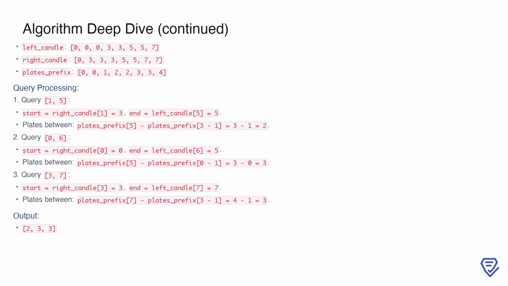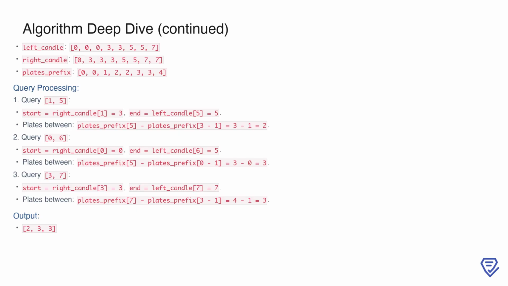To illustrate the algorithm, consider the string with plates and candles, and the queries [1,5], [0,6], [3,7]. The pre-computed arrays would be as follows: left_candle stores 0, 0, 0, 3, 3, 5, 5, 7, indicating the nearest candle to the left of each index. Similarly, right_candle stores 0, 3, 3, 3, 5, 5, 7, 7, representing the nearest candle to the right of each index. The plates_prefix array is 0, 0, 1, 2, 2, 3, 3, 4, which holds the cumulative count of plates up to each position.